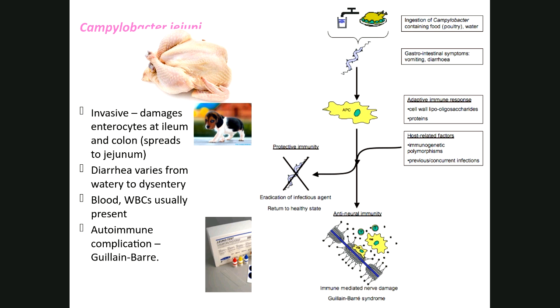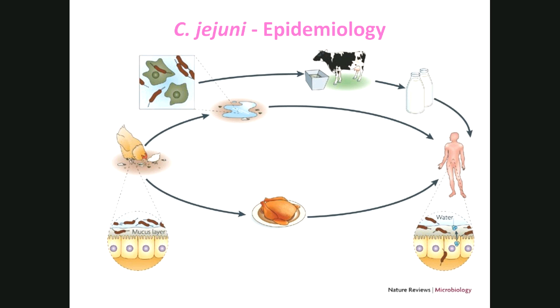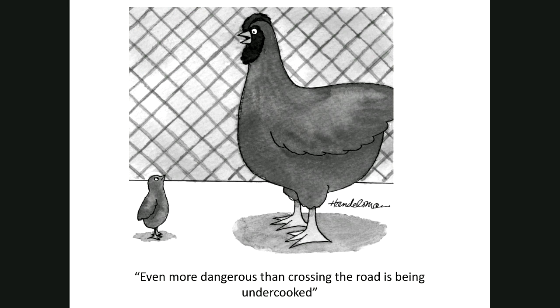Although no hemolytic uremic syndrome, there is an autoimmune complication associated with this, which is known as Guillain-Barré syndrome. This Guillain-Barré syndrome occurs as a result of cross immunity.